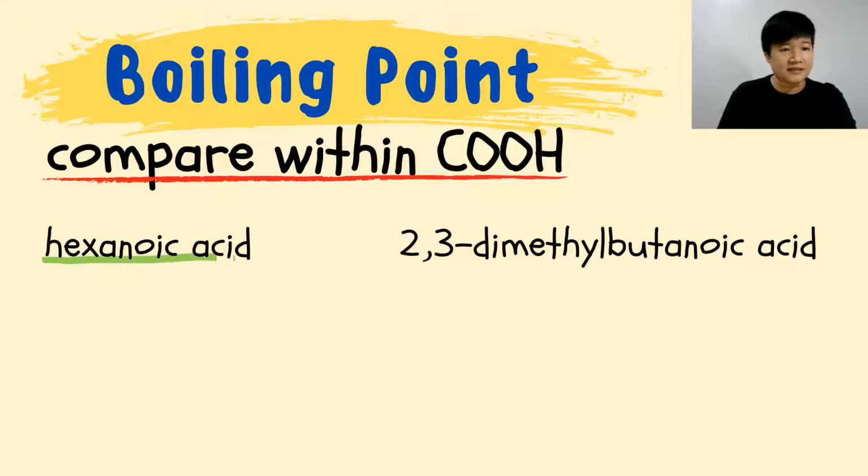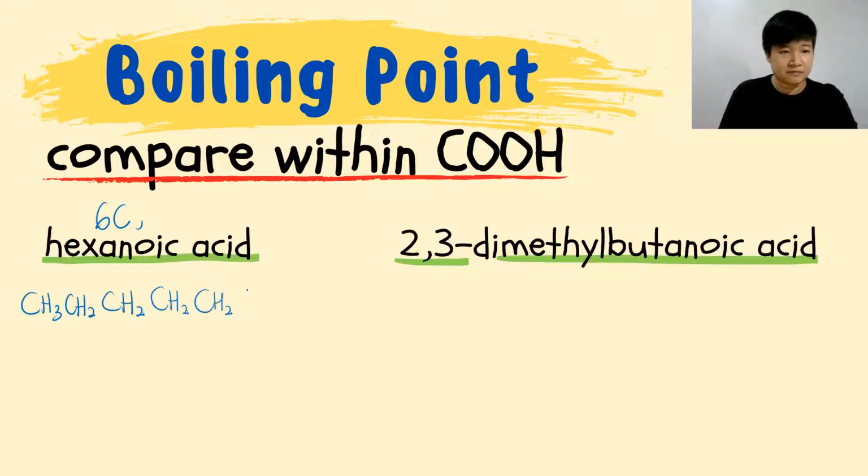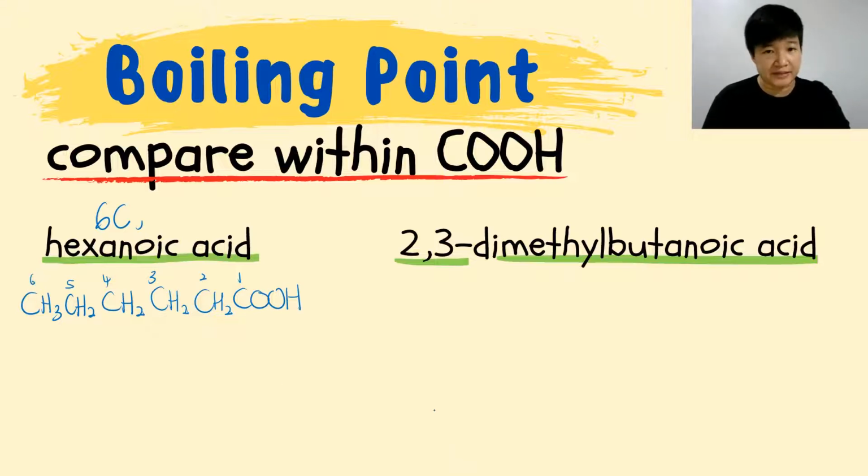I have my hexanoic acid and 2,3-dimethylbutanoic acid. My hexanoic acid is a 6-carbon carboxylic acid. So the straight chain 6-carbon should be something like this. 6-carbon carboxylic acid, 1, 2, 3, 4, 5, 6, hexanoic acid.